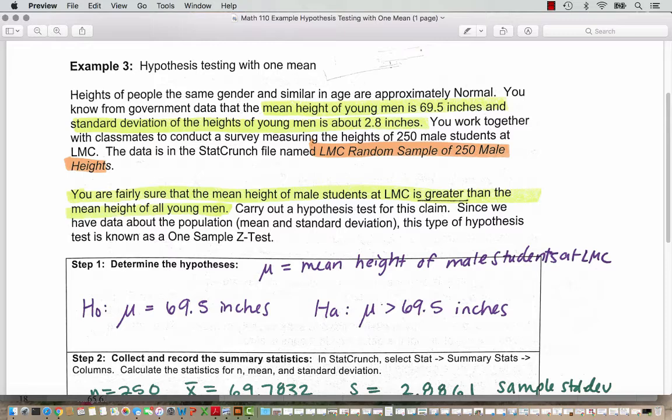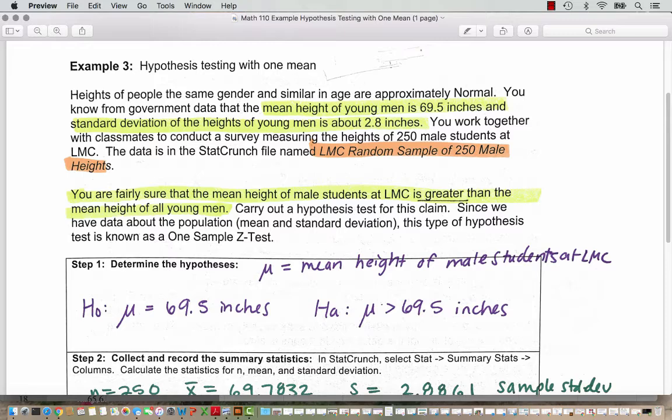So we first want to define what our mean is measuring. Our mean is going to be the mean height of all the male students at LMC. And so our null hypothesis is going to say that the mean equals 69.5 inches, meaning the mean height of LMC male students is no different than the population mean height of young men. And then our alternative hypothesis is going to say that the mean height of male students at LMC is greater than 69.5 inches. And we're using greater than because that was what was stated in our claim up here, where it says you are fairly sure that the mean height of male students at LMC is greater than the mean height of all young men.